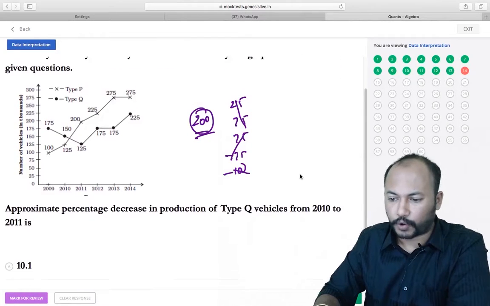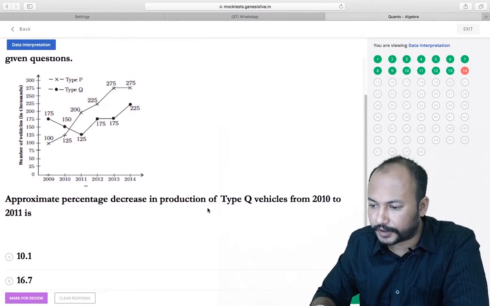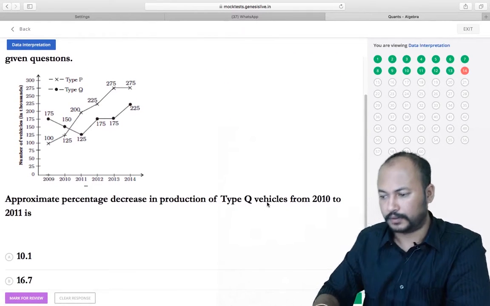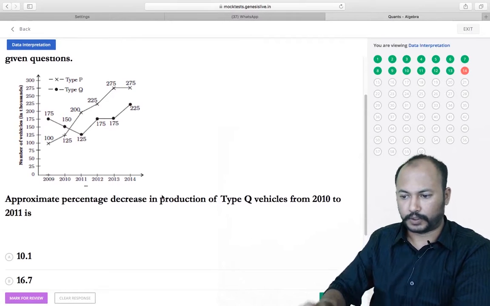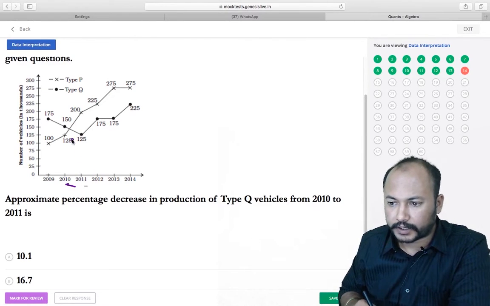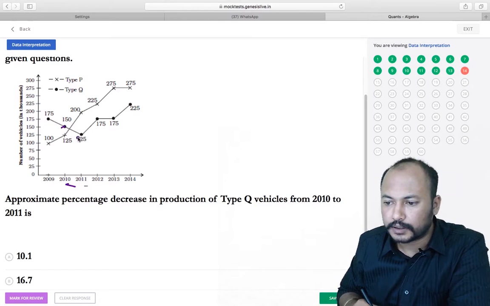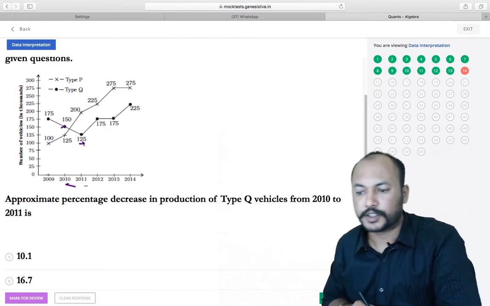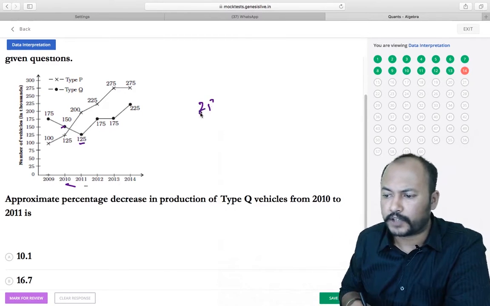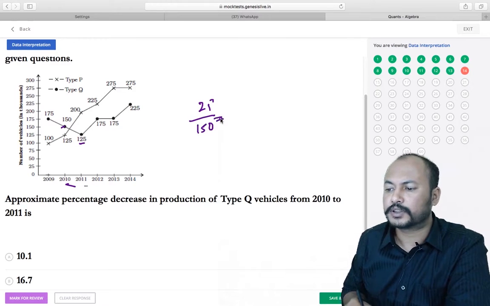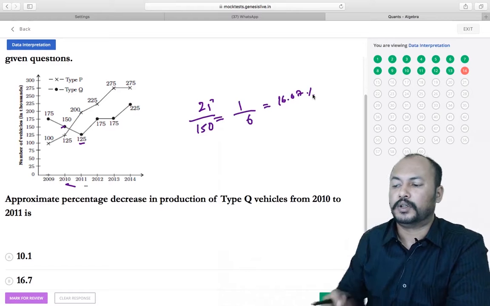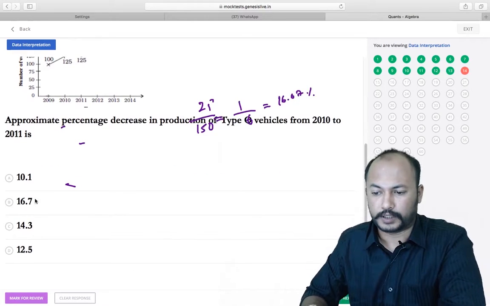Next question, approximate percentage decrease in production of type Q vehicles from 10 to 11. Okay, approximate percentage decrease. Very simple, straightforward question. 25 divided by 150, which is 1 by 6. 1 by 6 is 16.67%. Fine. Answer is option B.